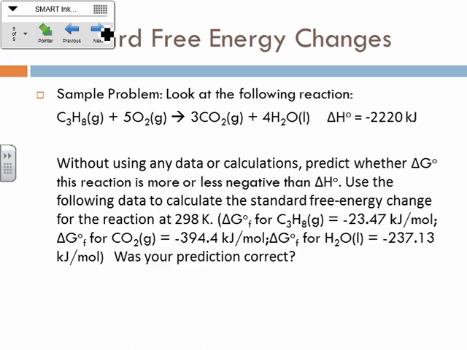All right, look at the following reaction. Without using any data or calculations, predict whether delta G for this reaction is more or less negative than delta H. Use the following data to calculate. So let's do that first, okay? Predict whether the delta G is more or less negative than delta H. What does that mean?